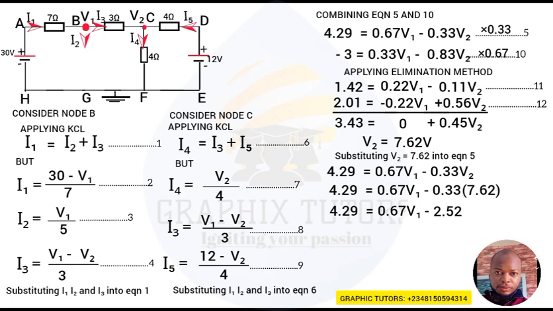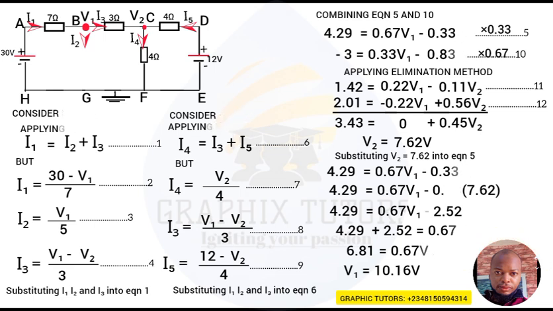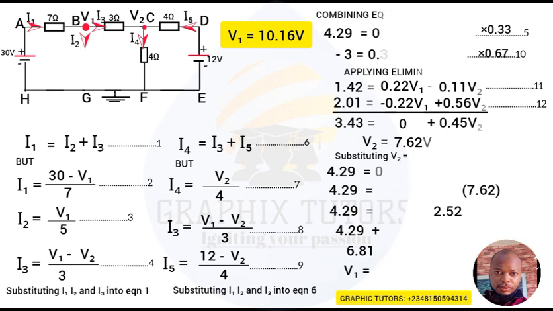So collecting like terms, taking my negative 2.52 to the left-hand side of the equal sign, I'll be having 4.29 plus 2.52, because it turned to positive, equals 0.67 V1. Now when you add 4.29 plus 2.52, you'll be having 6.81, right? Equals 0.67 V1. So dividing both sides by 0.67, my V1 will be equal to 6.81 divided by 0.67. So my V1 will now give me 10.16 volts. So I've gotten the value of V1. I've also gotten the value of V2.